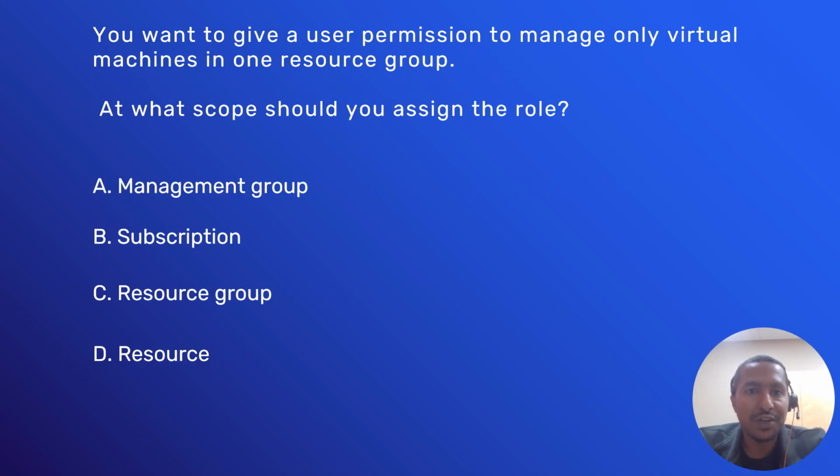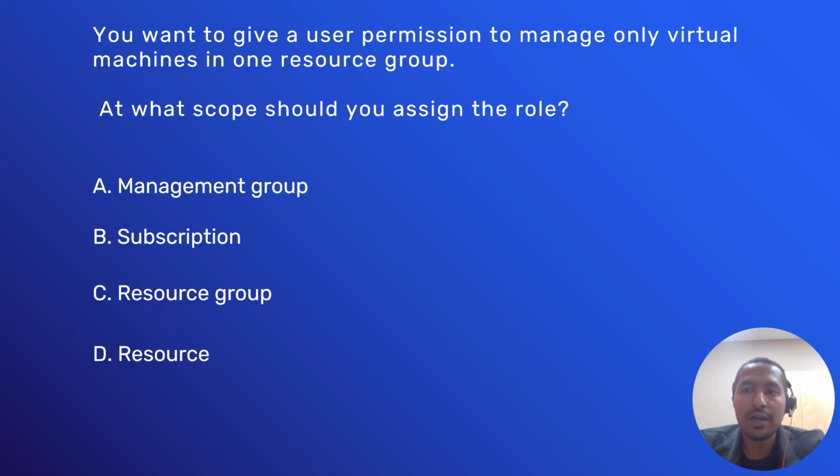Moving to the next question. You want to give a user permission to manage only virtual machines in one resource group. At what scope should you assign the role? A, management group. B, subscription. C, resource group. D, resource.